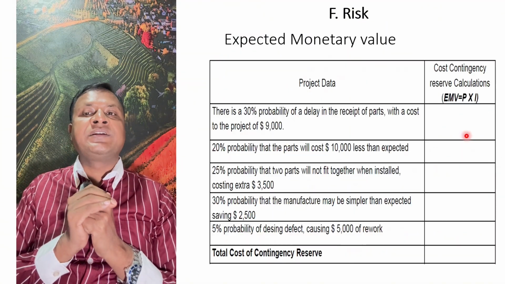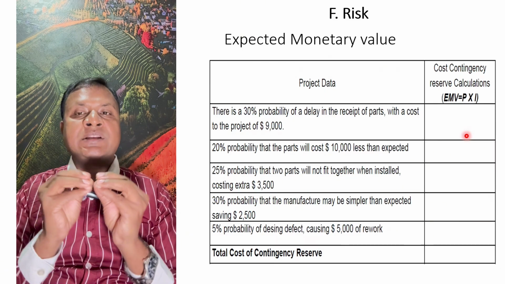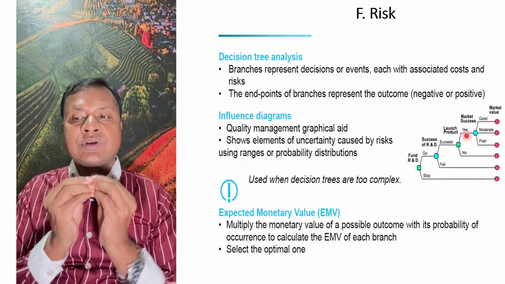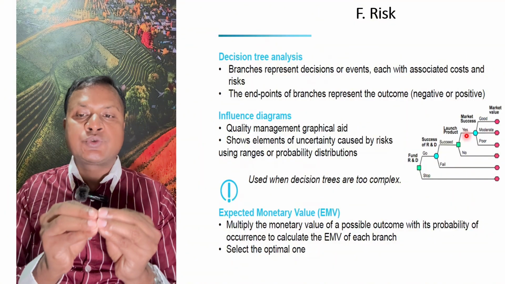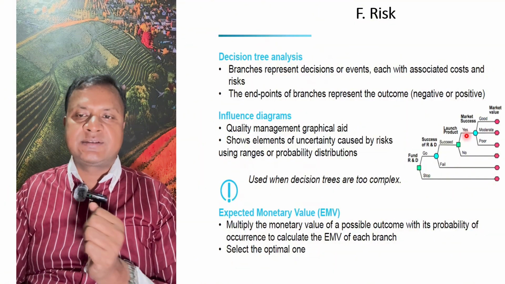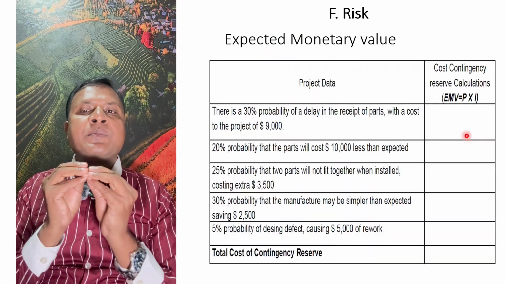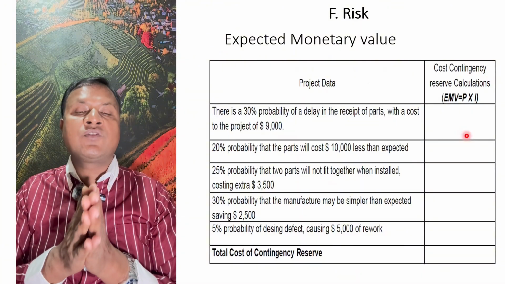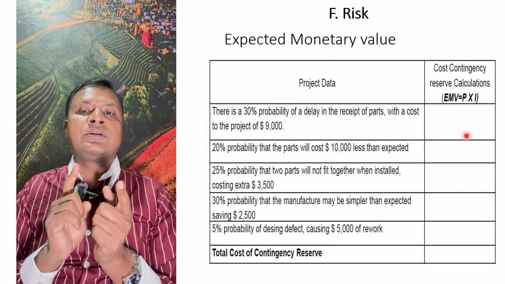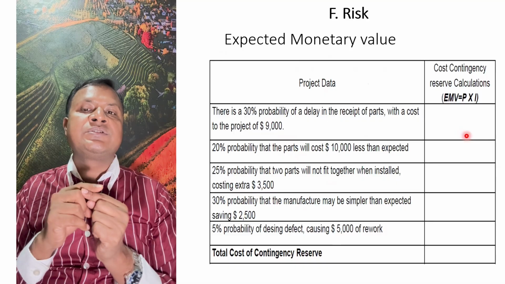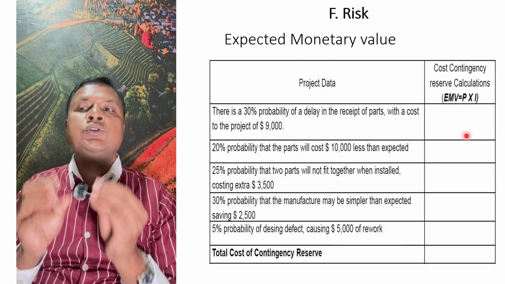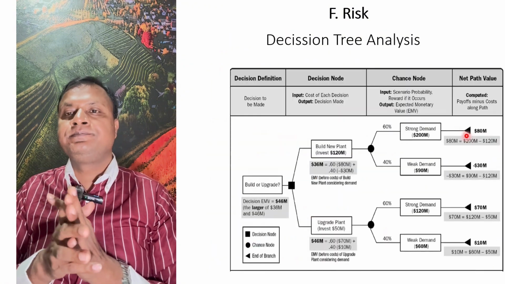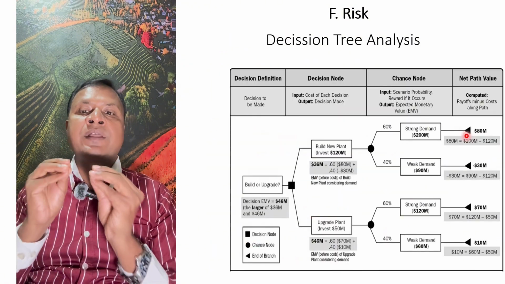And then you have to calculate the expected monetary value. What is this? Multiply the monetary value of a possible outcome by its probability of occurrence to calculate the EMV for each branch. So for example, there is a 30% probability of a delay in the receipt of parts with a cost to the project of 9,000. That means 30% of 9,000, which is 2,700, will be the EMV. So in this way, you can calculate your EMV. So this is an example of decision tree analysis.